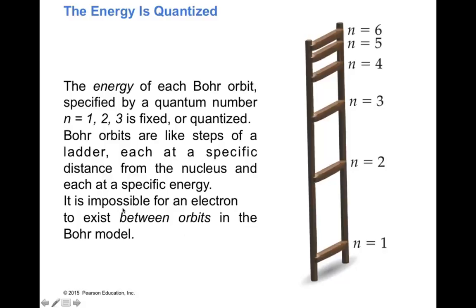So it is impossible for an electron to exist between orbits in the Bohr model. All the electrons are in one orbit or another, here in 1 or 2 or 3 or 4, 5, 6, in the orbits of that atom.